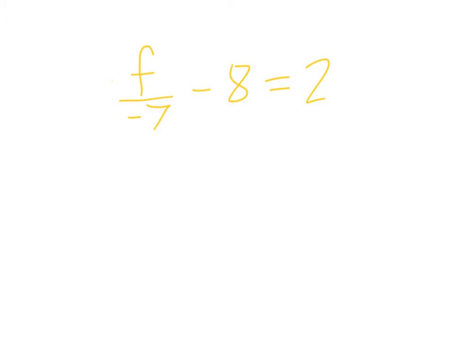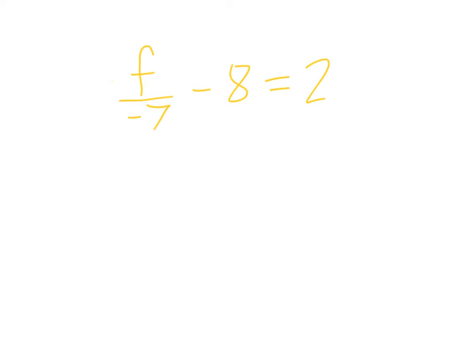Here's the first math problem of the year. Isn't this exciting? It's an equation that we can solve by using opposites. So when I look at this equation, I'm trying to figure out what number goes here for f, so that when I divide it by -7 and then subtract 8, the answer will be 2.